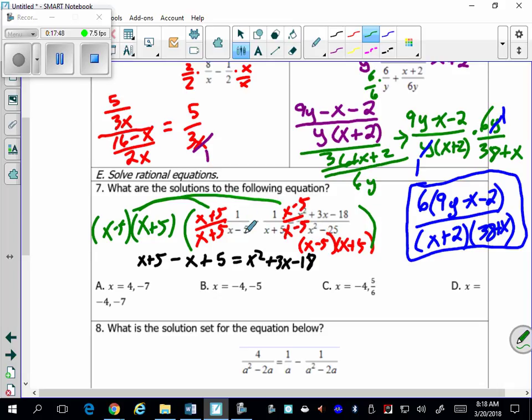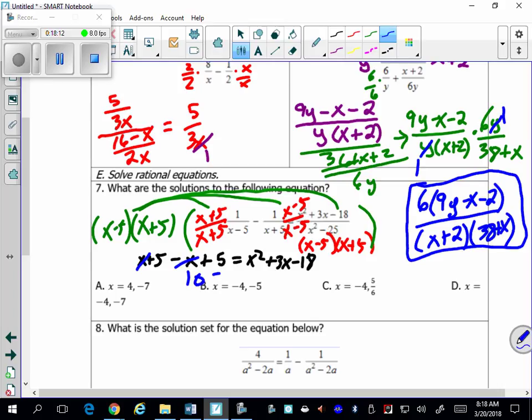So now, once we get like denominators, drop the denominators and solve the numerator. So we're looking at solving it here. We have, I can see, x minus 5, or x minus x cancels. I have a 5 plus 5 is 10, equals x squared plus 3x minus 18.